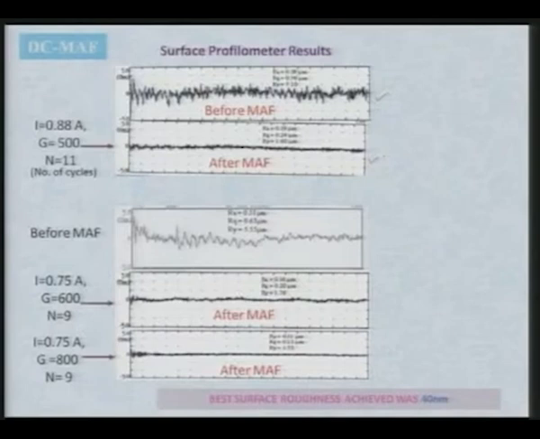Now, in another case we started with 0.51 micron as the initial surface roughness value, and in different cycles it came down to 0.11 micron as the final surface roughness value, which is a substantial improvement by a factor of 4 after a certain number of cycles. However, the best surface roughness value obtained at IIT Kanpur for the given setup configuration was 40 nanometer.